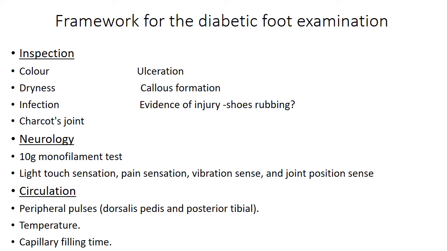So this is a summary of the framework for diabetic foot examination. Inspect for color, ulceration, dryness, callus formation, look for infection, look for injury, evidence of injury from the shoes, and look for Charcot joint. Always put it in your mind. Neurological examination with the 10-gram monofilament and one of these tests, like touch, pin sensation, vibration sense, and joint position sense. Examine the circulation for peripheral pulsation, temperature, capillary filling, and please don't forget to examine the patient's shoes.